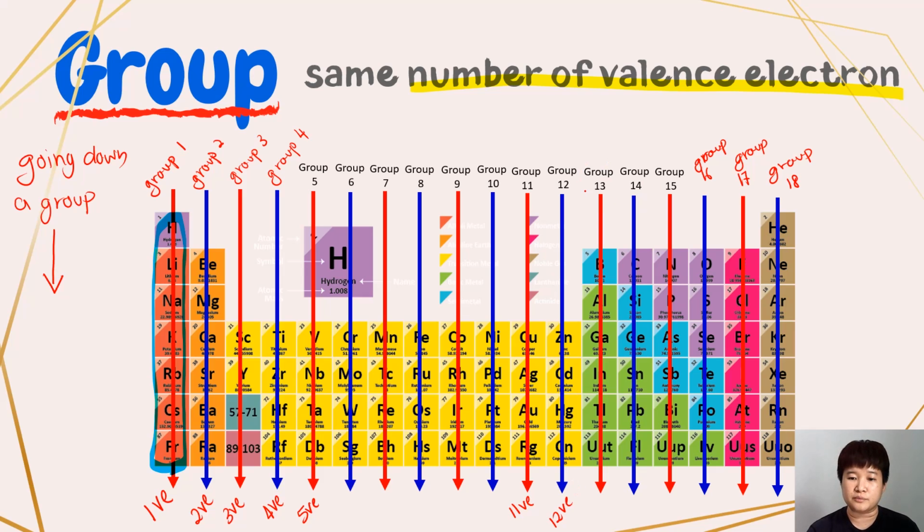But when you reach group 13, it will go back to 3 valence electrons. Group 14, 4 valence electrons. Group 15, 5 valence electrons. Group 16, 6 valence electrons. 7 valence electrons for group 17. Last but not least, 8 valence electrons for group 18. So why is this happening? How do I know the number of valence electrons when I have a set of electronic configuration?